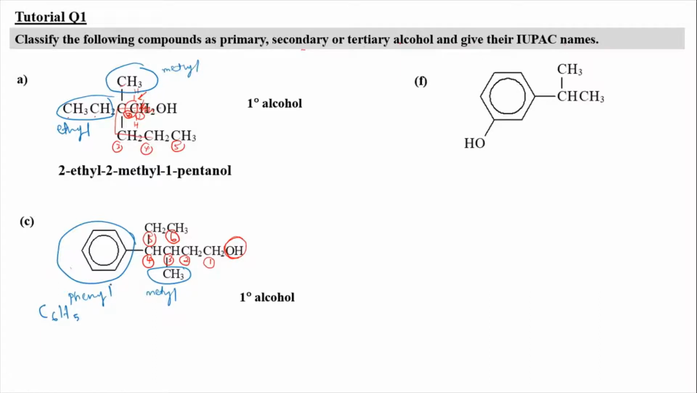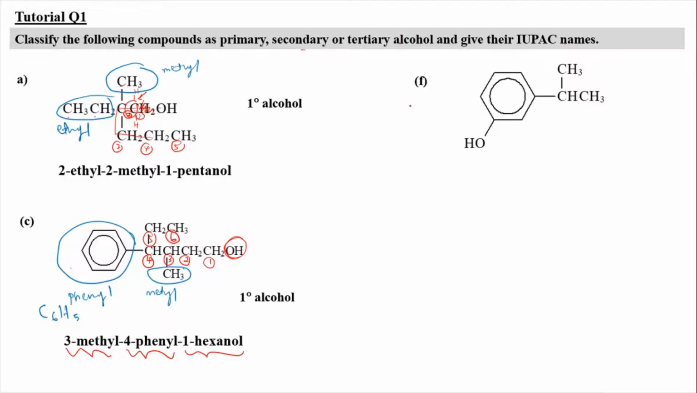Okay, so yes, do it like before. So what you're going to get at the end is 1-hexanol as a parent name, and then at carbon number 4, you're going to be attaching with phenyl and 3-methyl as the other substituent.